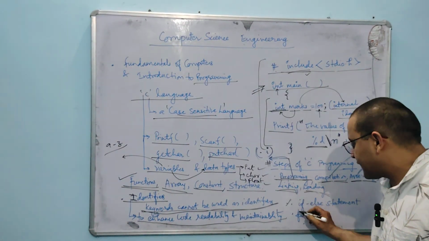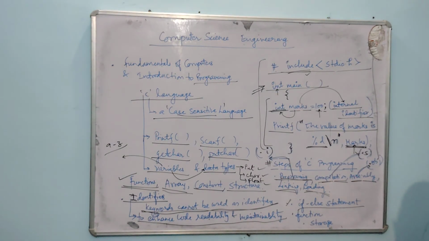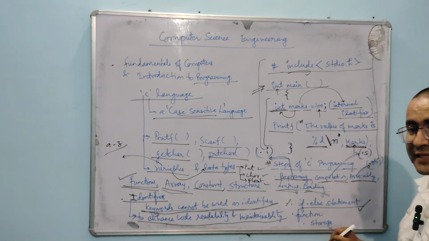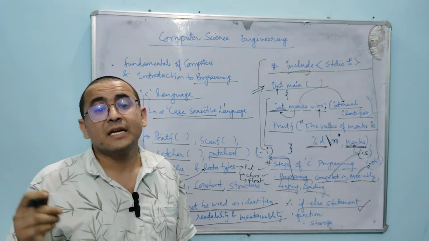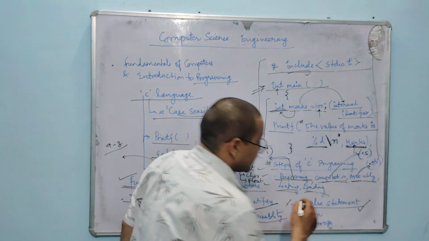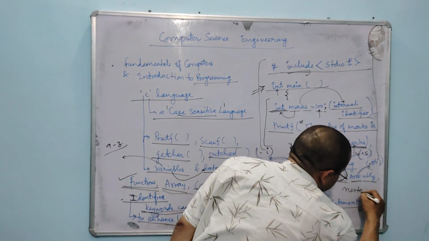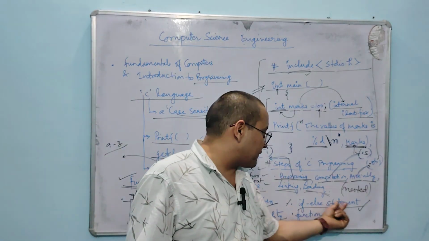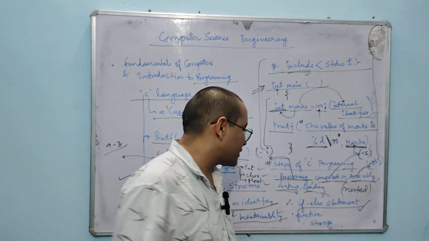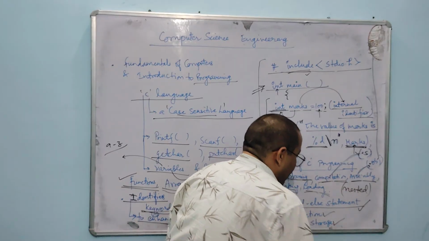We will also see the if else ladder, which is also called the if else statement. Using if else inside another if else is called nesting, a nested if else. Nested means having something within something. So that is called the if else statement. And later on, functions and storage are also there.